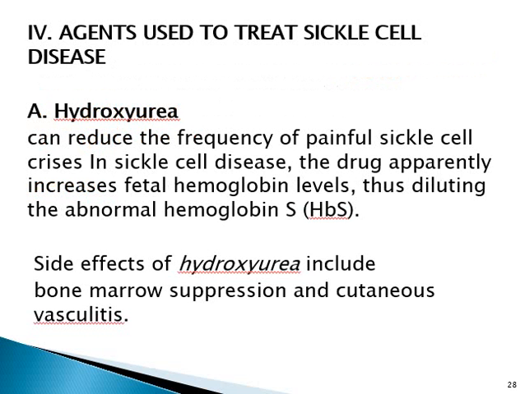Agents used to treat sickle cell anemia. We have hydroxyurea, the first agent. It can reduce the frequency of painful sickle cell crisis in sickle cell disease, and the drug apparently increases the fetal hemoglobin level, thus diluting the abnormal hemoglobin S. Side effects of this drug, hydroxyurea, include bone marrow suppression and cutaneous vasculitis.